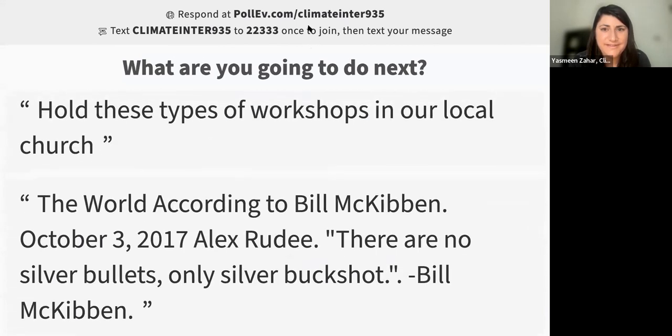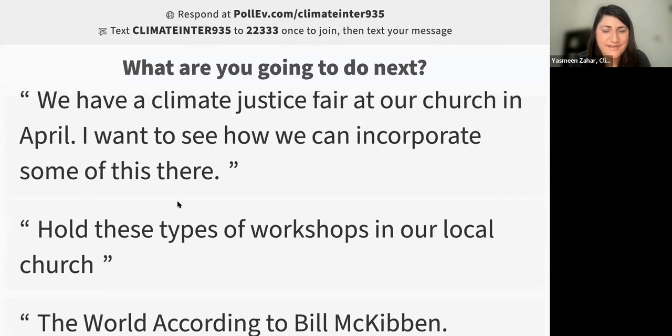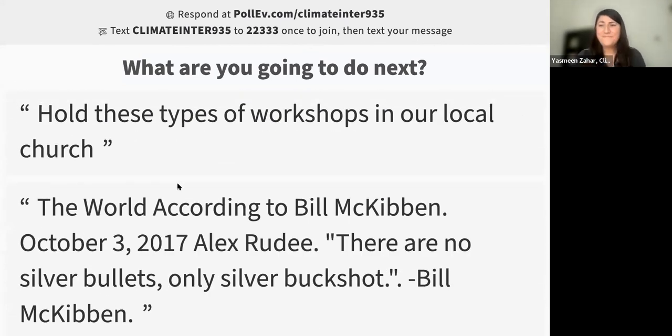Yeah, such great answers again. So I'll start from our poll here. This Bill McKibben quote is actually something that we like to say a lot in how we present the model. It's a great way to address this notion of a silver bullet. Another way that we've started framing it is, it takes many seeds to plant a garden. And so that's how we like to think about this many solutions approach, and there's no one solution that's going to solve it.